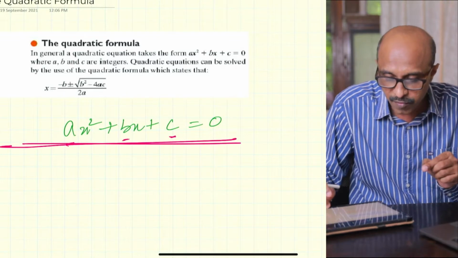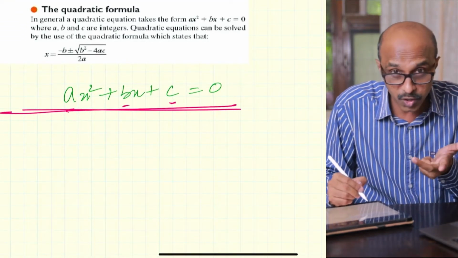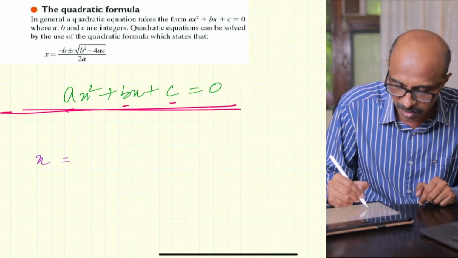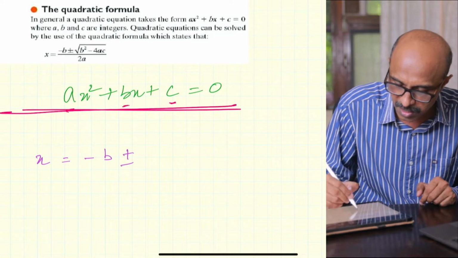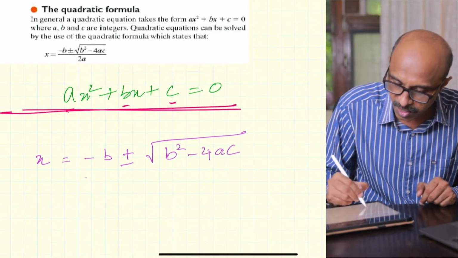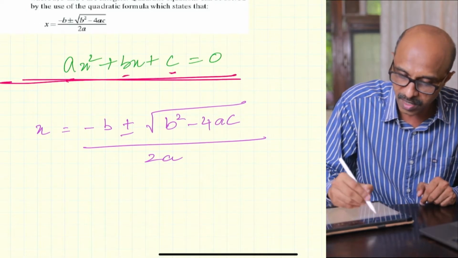Once you've written it in this form, the values of x, the roots, the intercepts, the solutions, the zeros, these are all synonyms, are given by the quadratic formula: negative b plus or minus the square root of b squared minus 4ac, the whole thing divided by 2a. That is called the quadratic formula.